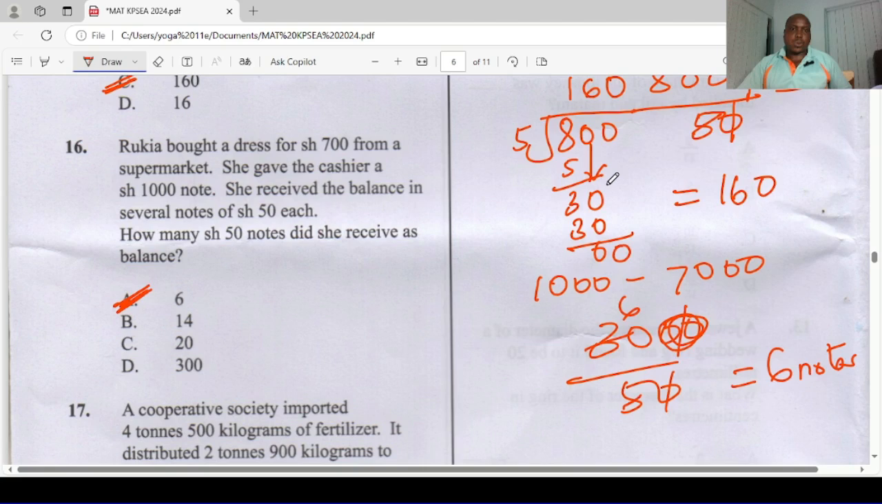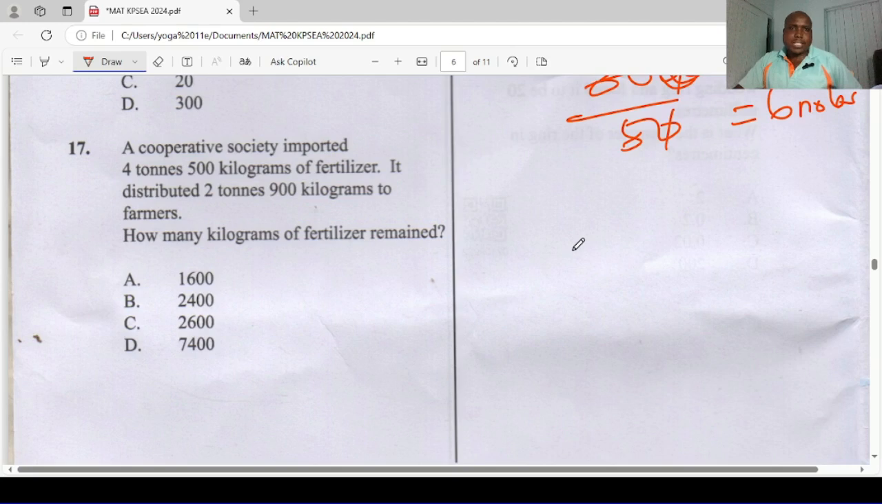A cooperative society imported 4 tons 500 kilograms of fertilizer. It distributed 2 tons 900 kilograms to farmers. How many kilograms were left? So there we can change 4 tons. 4 tons is the same as times 1,000, which is 4,000 kilograms plus 500, 4,500 kilograms.